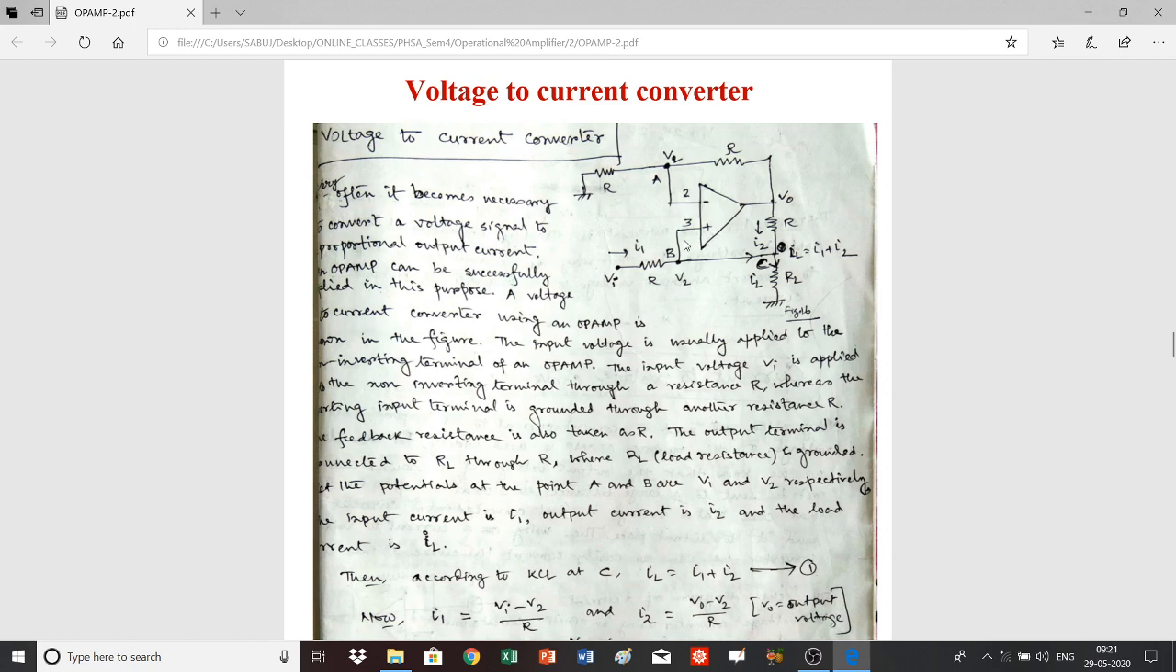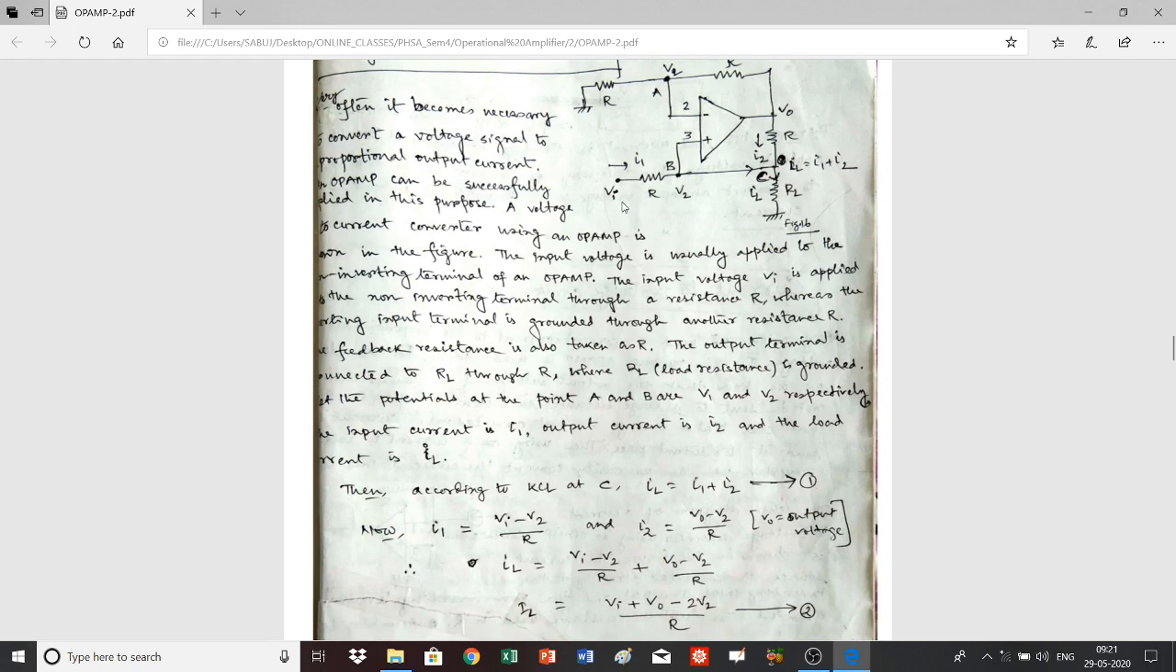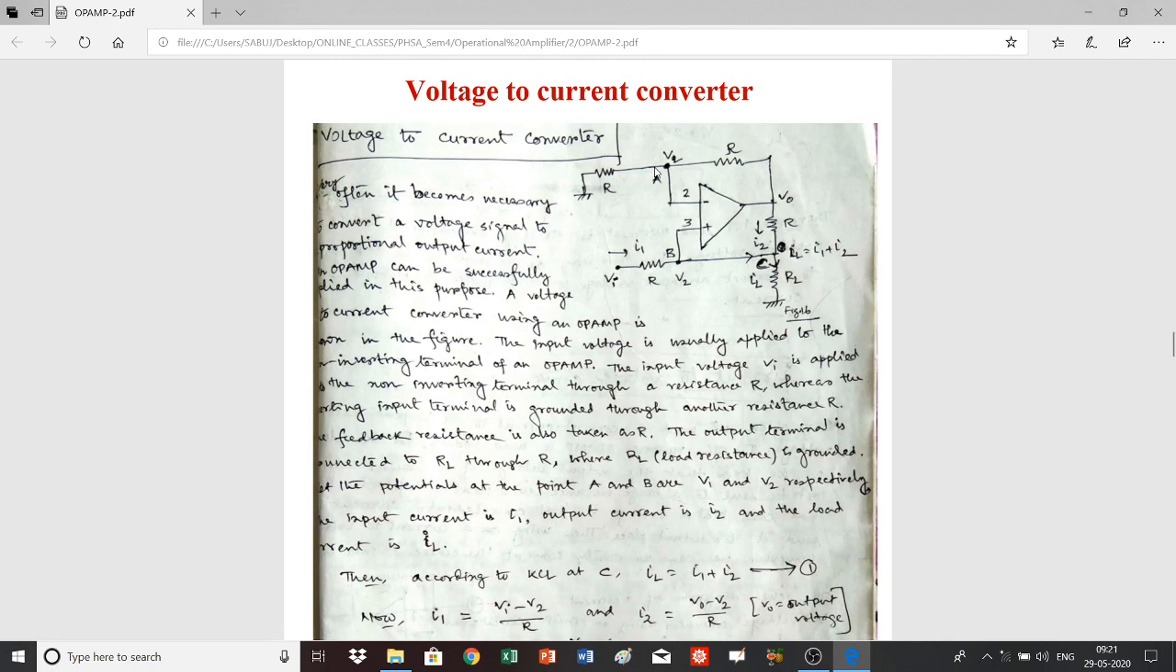op-amp is used. The voltage which is to be converted to its equivalent current is applied to the non-inverting terminal of the op-amp, and the inverting input terminal of the op-amp is grounded through a resistance R. The input voltage is applied to the non-inverting input terminal through a resistance that is also R. Negative feedback is given, and the feedback resistance is R, and the output voltage is connected to load resistance RL through another resistance which has the same value R.